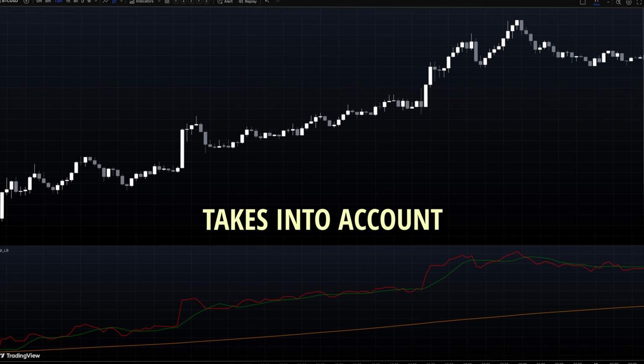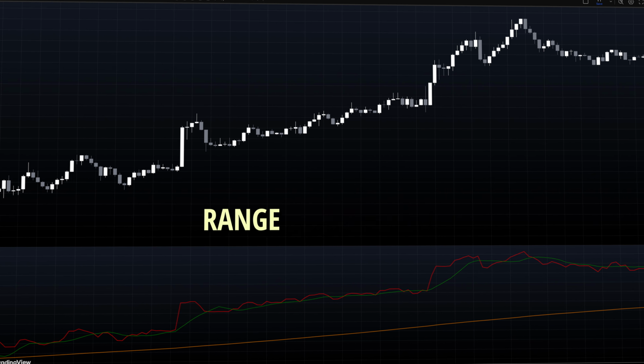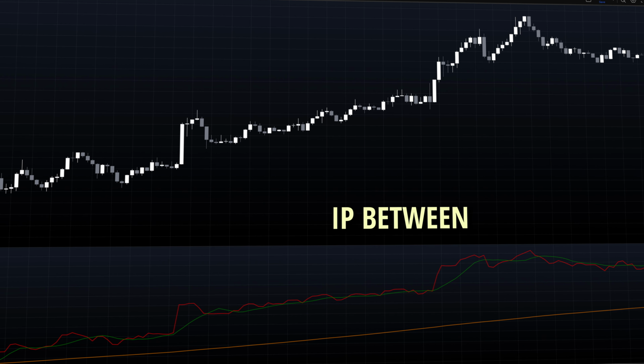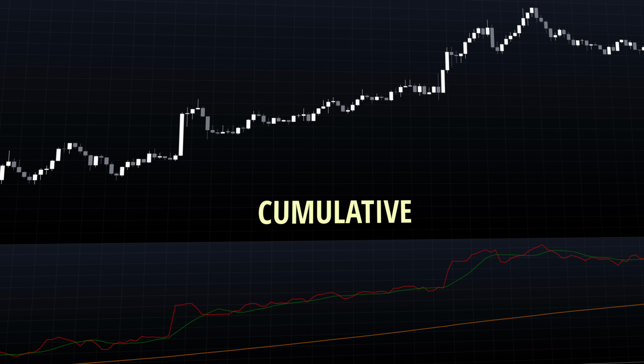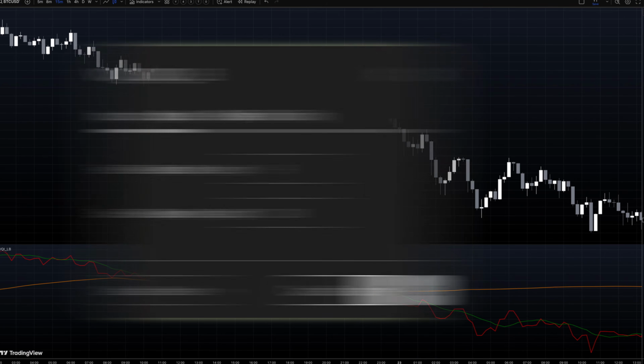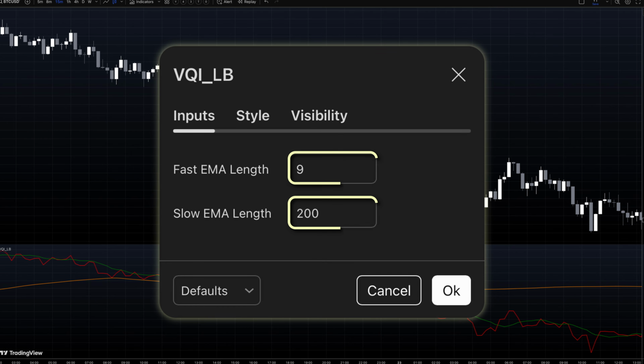The calculation takes into account price changes relative to true range, analyzes the relationship between open and close prices within the high-low range, and generates a cumulative volatility quality score. Users can fine-tune the indicator by adjusting the fast and slow EMA lengths to customize volatility and trend strength analysis.